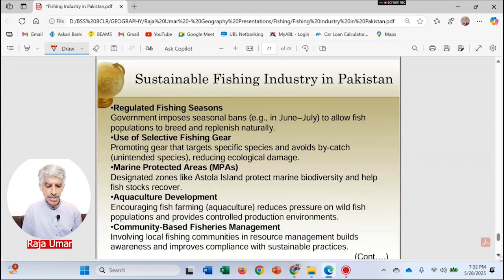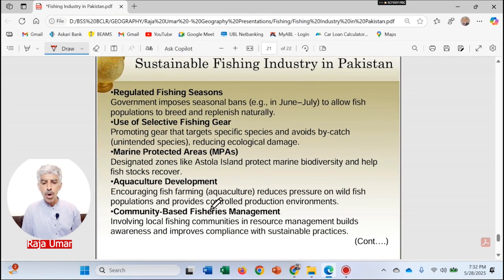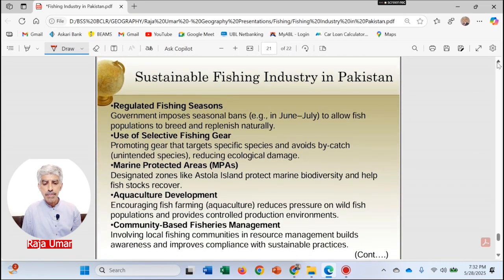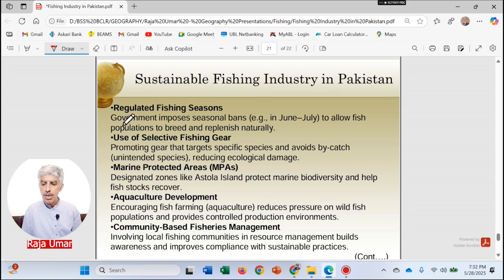Now, sustainable fishing industry in Pakistan. So how can fishing be sustained in Pakistan? Number one, regulated fishing seasons. Now we are collectively talking about marine fishing, inland fishing and fish farming. We are talking about the whole unit, how sustainable fishing can be done, so that we might have better fishing facilities in Pakistan, a developed fishing industry in the long run, and conservation for the coming generations as well.